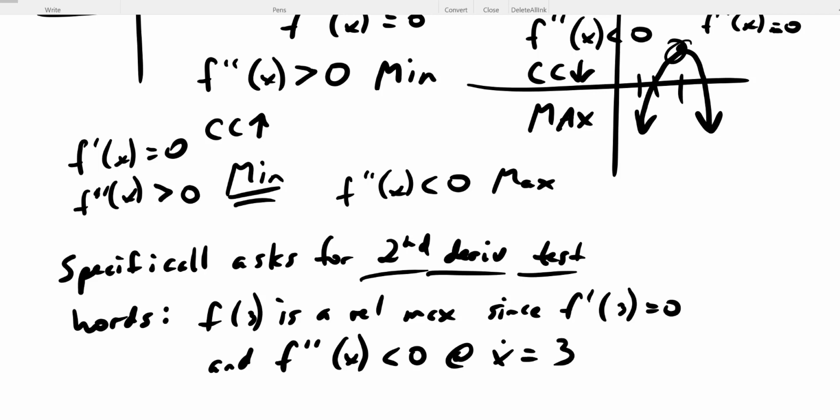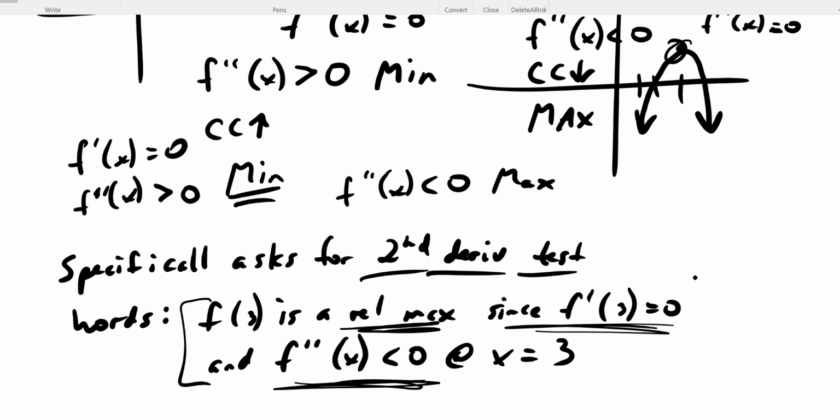Okay, so you told me it was a critical point, and then you told me it was concave down. Concave down means it's a maximum, a relative max. So these are the words. You should know this when you're describing it with the second derivative test.